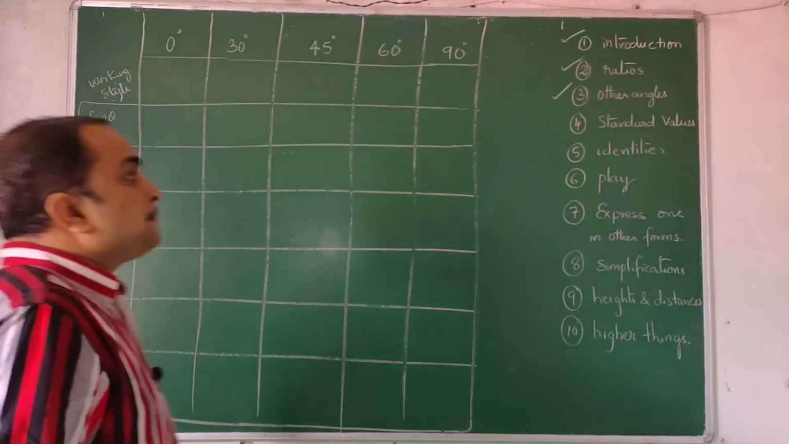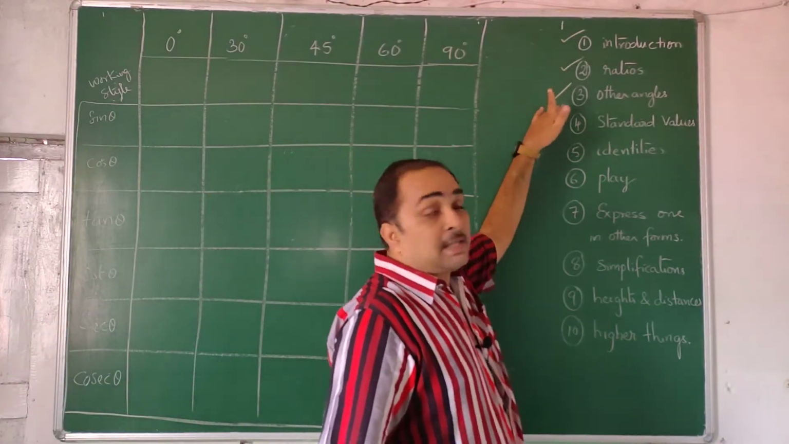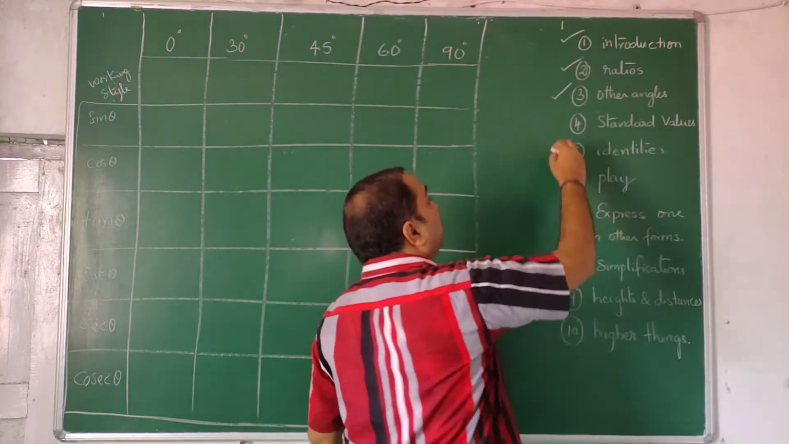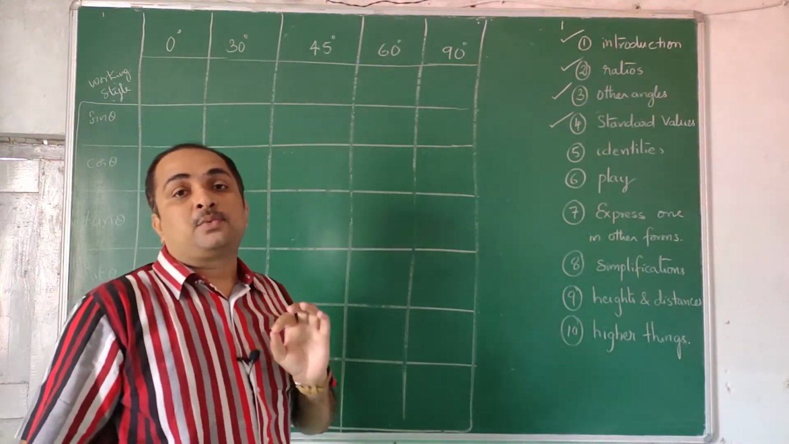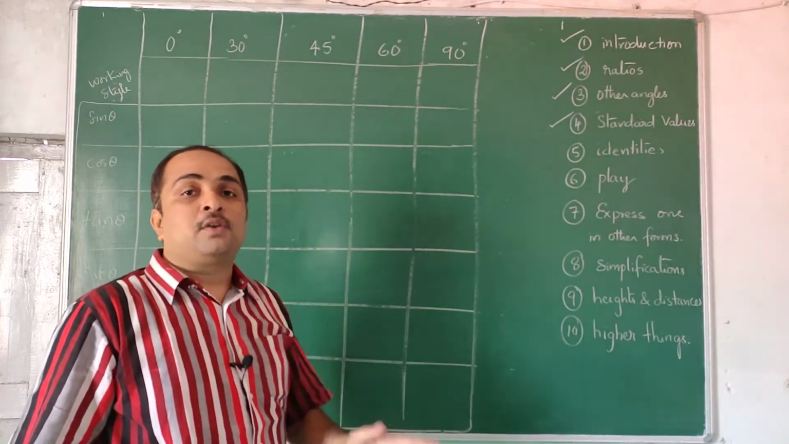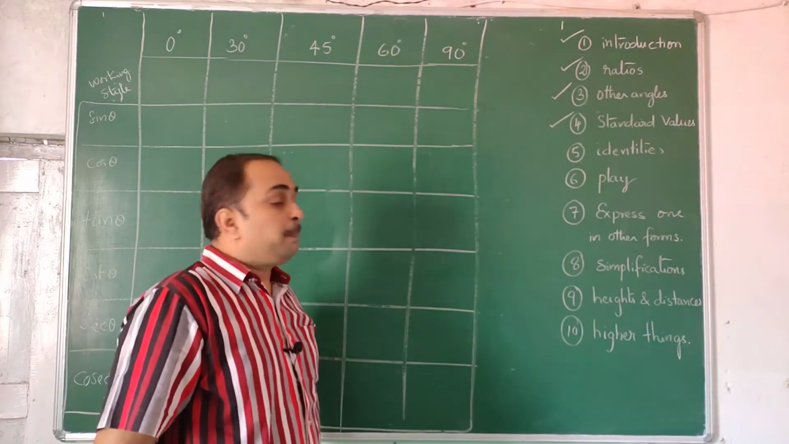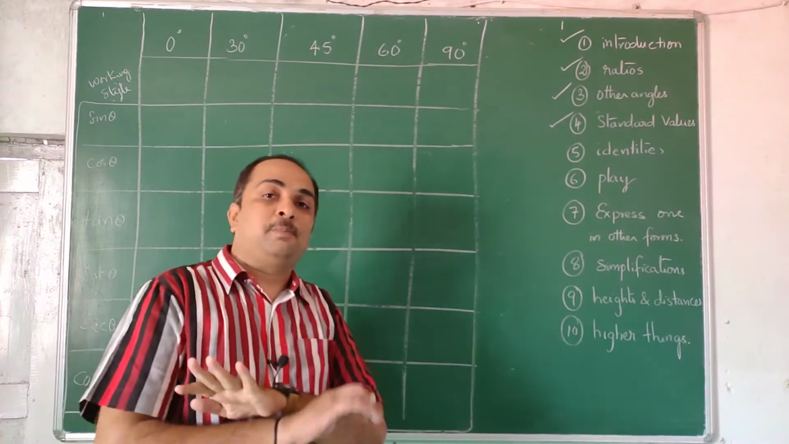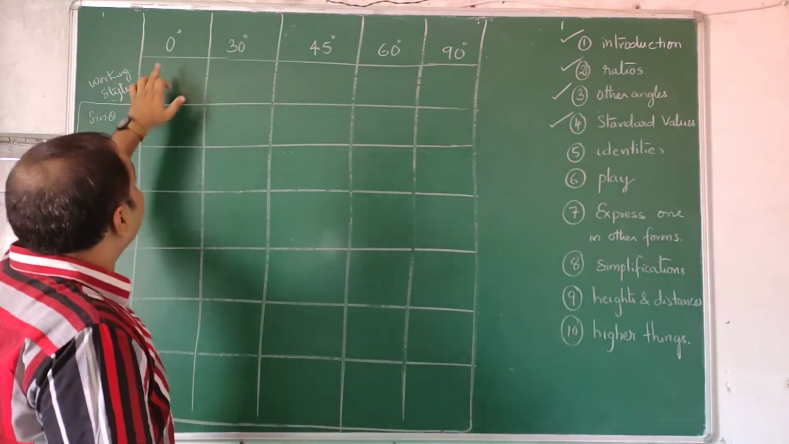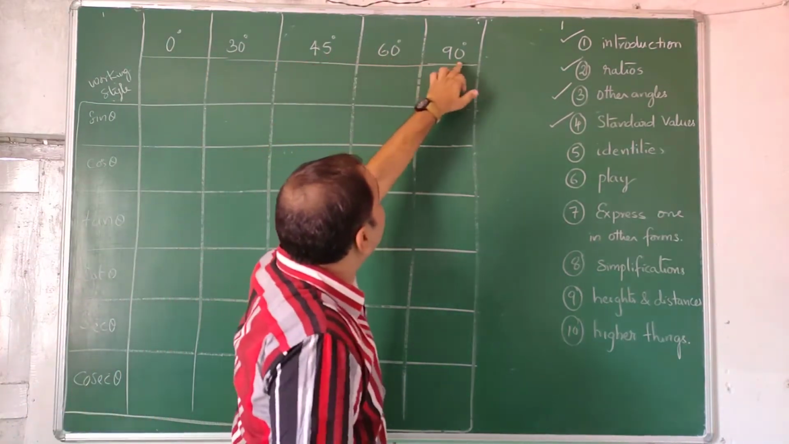Yes, students. Introduction, ratios, other angles are over. Few formulas you learned. Now we are writing standard values. Whenever you see this word standard, it means something which is known. These values students have to learn by heart, and in the examination these values will not be given. Other than these angles, they give 0, 30, 45, 60, 90.